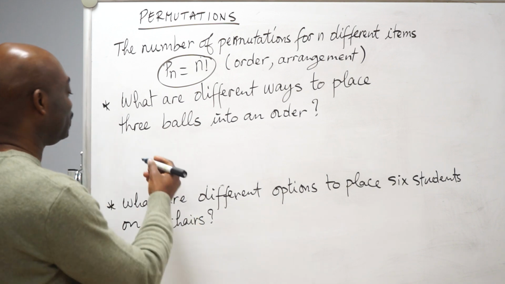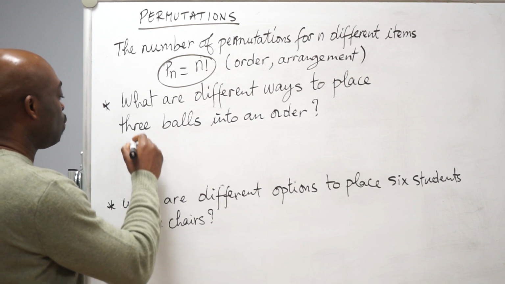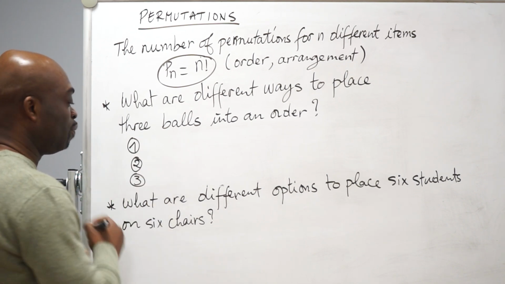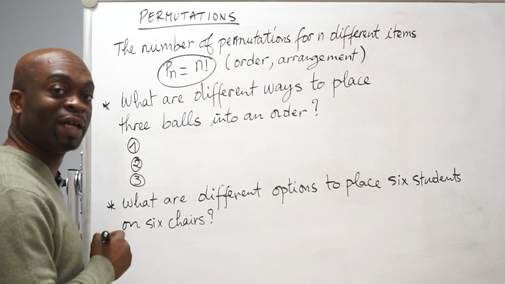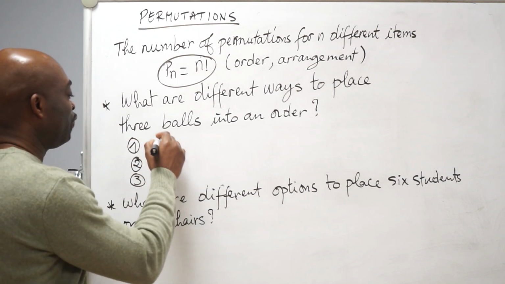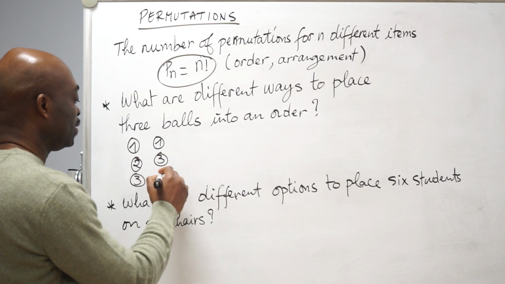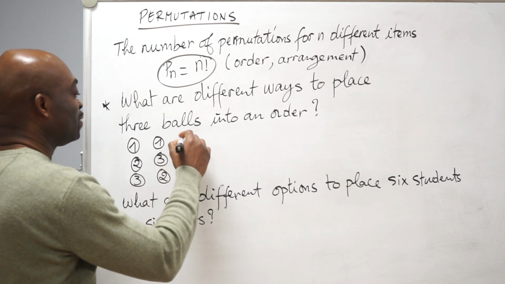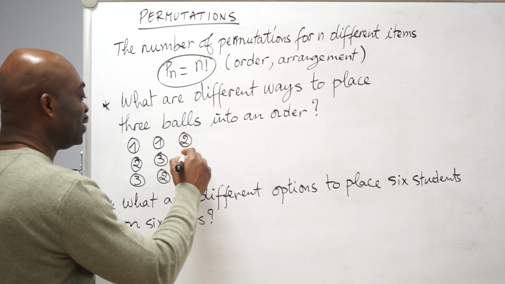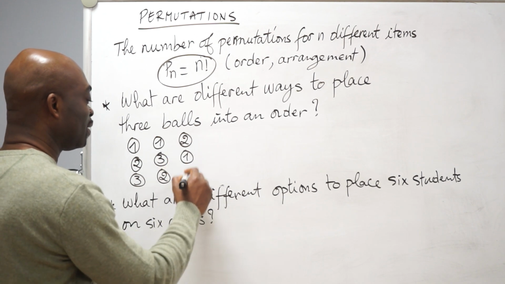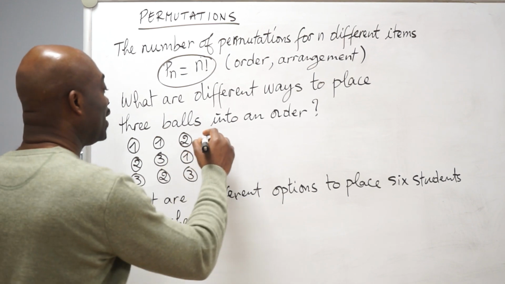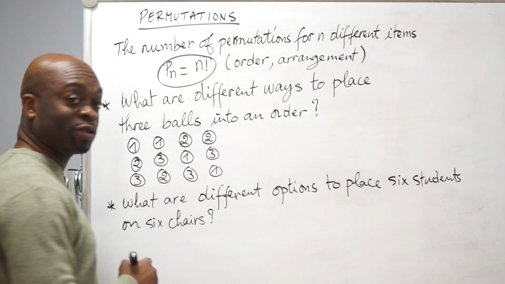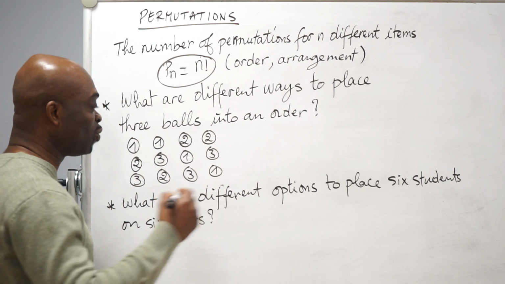So we have first ball, second ball, third ball. So we can put them like this. Or we can have the first, the third, and the second. Or we can have what? The second ball, the first, and the third. Or we can have the second, the third, and the first. Right? Making sense? Okay, so we're on a roll.